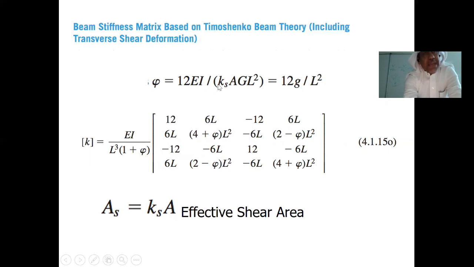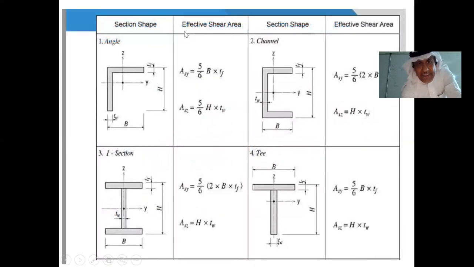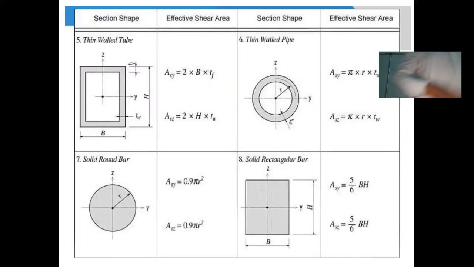KS depends on the shape. Circle has a different one. If you go to Google and search shape factor, it will give you KS for all the shapes: KS for the circle, KS for the square, KS for the angle. So this phi, which is here, is the ratio of bending to the shear, which is equal to this. Look, effective shear area. If you go to the table, effective shear area for different shapes, it will give you the effective shear area.